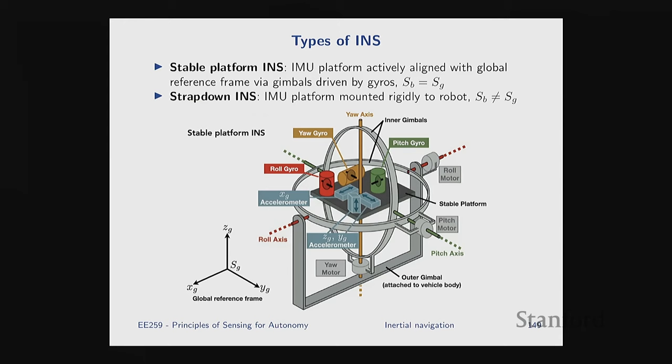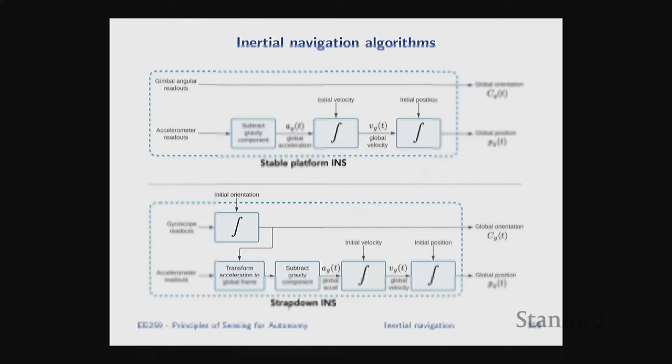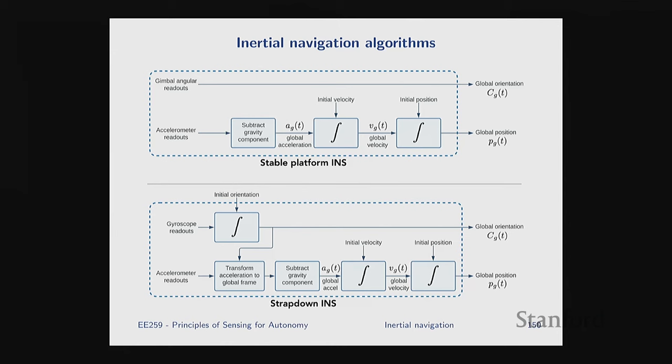Then we have a strap-down INS, which basically has none of these active control stuff. So it's exactly just one chip with gyroscopes and accelerometers inside, and it has no way of correcting the discrepancy between the body reference frame and the global reference frame mechanically. So it has to be done in signal processing, right? And the strap-down INS is the one we'll study in detail, because that's the most common one in the types of robotic applications that most likely you would be dealing with.